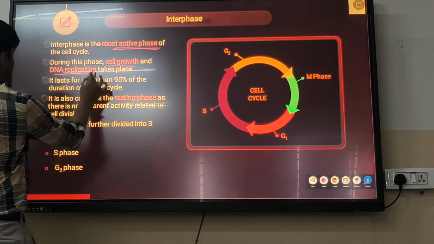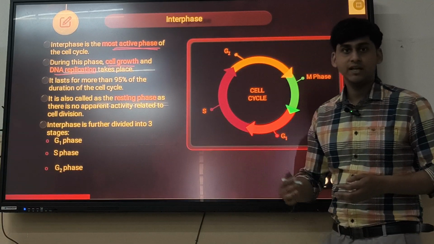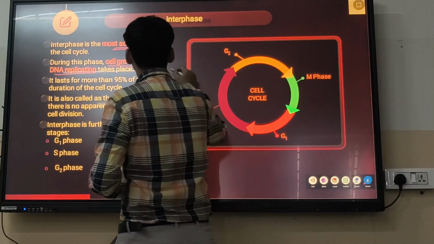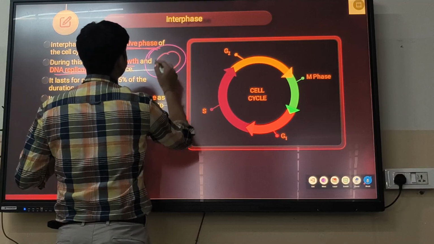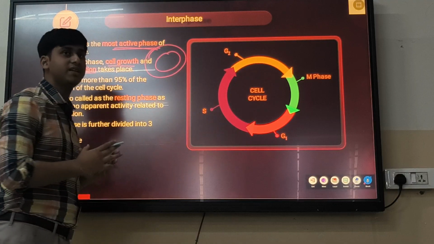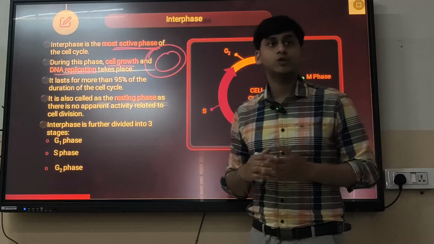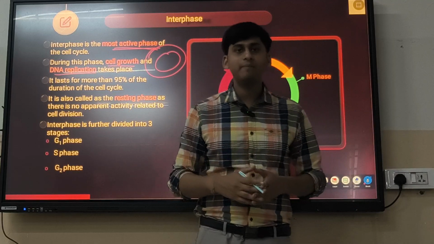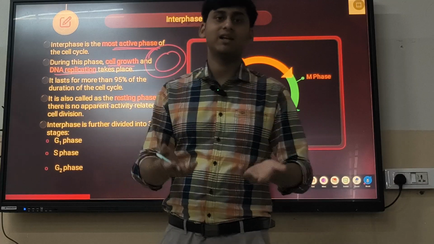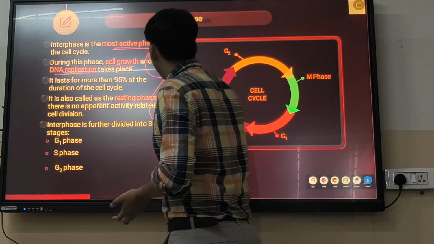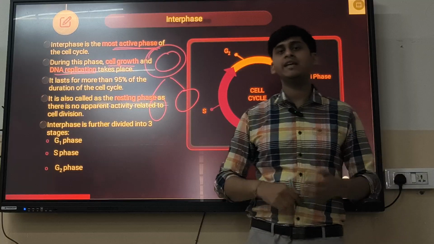During this phase, cell growth and DNA replication occur. You will have to remember that during interphase, cell growth means, suppose there is a single cell, this will grow to a huge size. From this small cell it will become a very big structure. This is known as cell growth. And also the DNA replication will occur. Why DNA replication? It occurs so that the chromosome number is doubled, because from a single cell two cells will be produced. So the number will be halved. That's why the DNA is getting replicated.